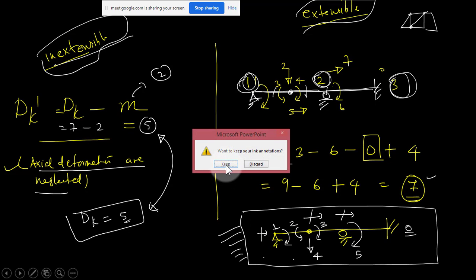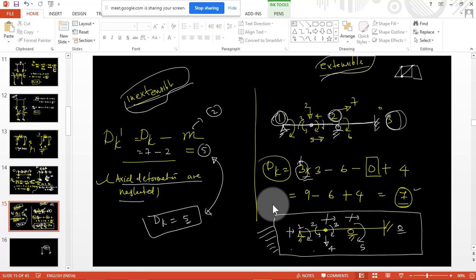Yes, sir, I have a doubt. Sir, please tell me, in the inextensible case, by not using formulas, geometrically. Okay, which question do you want to solve? Beam or frame? Where did you get the doubt? Sir, this one, sir, this question only.